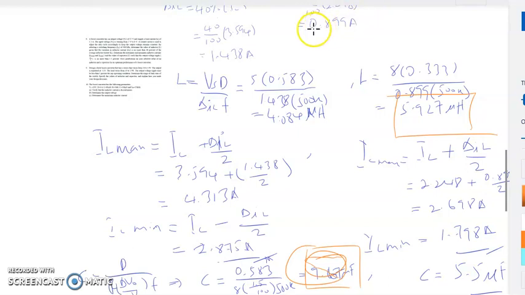We proceed with question number 9, for the boost converter. The buck-boost converter we shall proceed with after this.